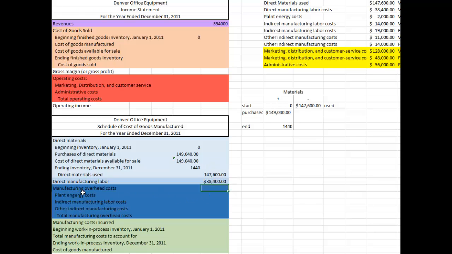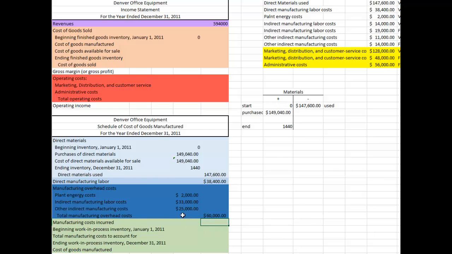Now we have to plug in the overhead costs, and these are the three costs listed up here that are indirect in nature, can't be traced right to the product that we're making. So the plant energy costs, $2,000. My indirect manufacturing labor costs, now watch, I'm going to combine both of these, both the variable and the fixed, because for the purposes of the cost of goods sold, I don't really care if they're variable or fixed. They both go into the calculation. I do the same thing with the other indirect manufacturing costs. And so here are my overhead costs. I add all three of those together to get 60,000.